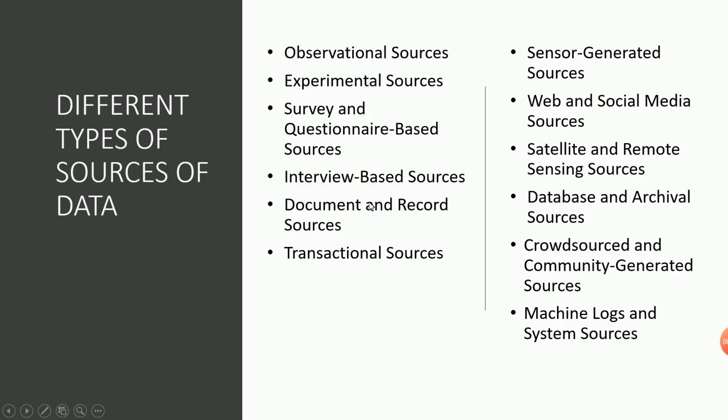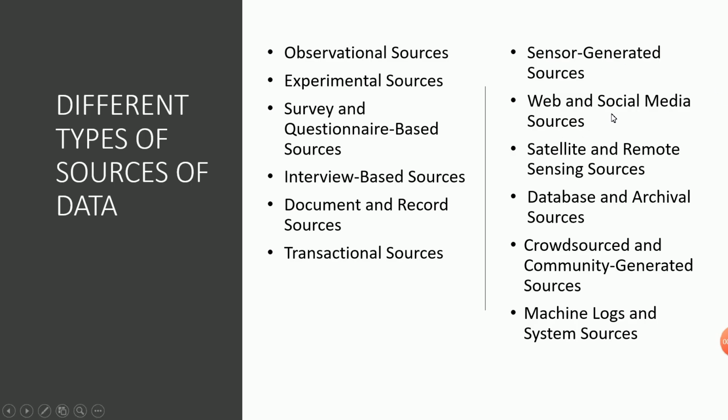Document and record sources are where there is a document or record, and based on that they are identifying. Next, transactional sources, where we have transactional bills, bank statements, all those things, that is for transaction purposes. Next, sensor generated sources. Nowadays vehicles have so many sensors. A sensor acts based on conditions like a light sensor. When a certain level of luminosity is reduced, it automatically turns on the light for the vehicle. So that is sensor generated sources.